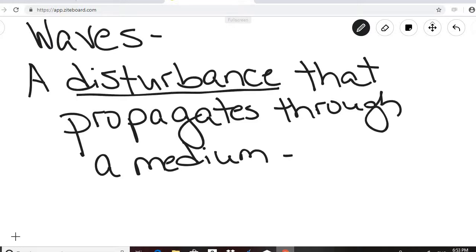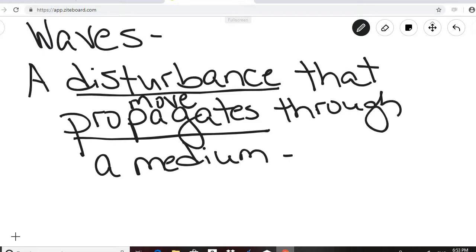So you all have probably thrown something into a pond or a lake, and you've seen the waves created by that. So you can see that there is a disturbance in the water. But just because there is a disturbance, that doesn't mean that there is a wave, because in order to be a wave, it has to propagate, or in other words, it has to move the medium. Okay, so it has to move the medium in order to be considered a wave. So it's a disturbance, but it is a disturbance that propagates or moves through a medium.